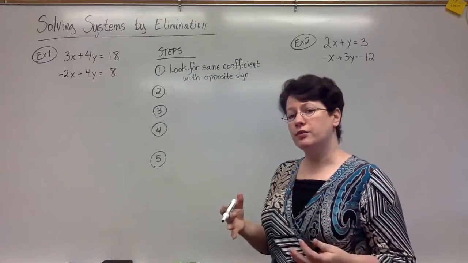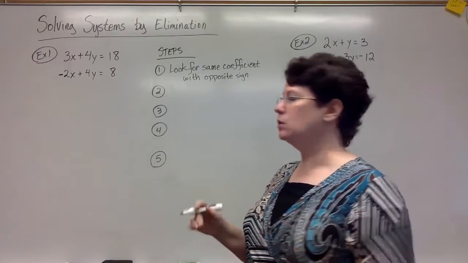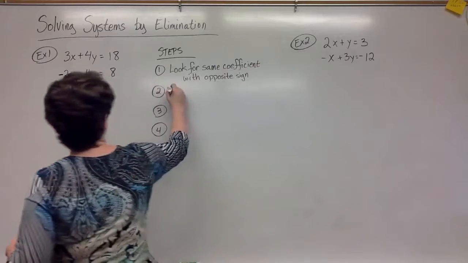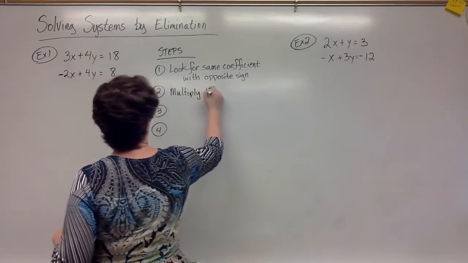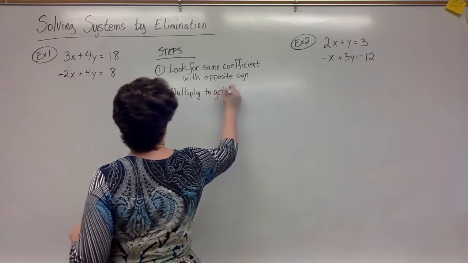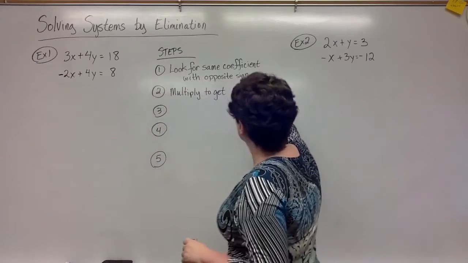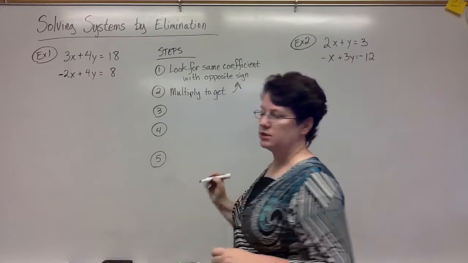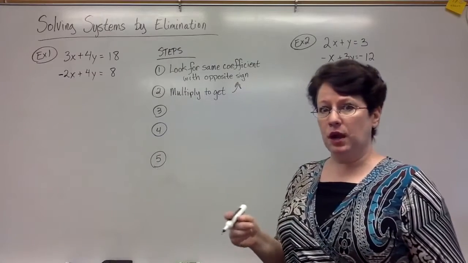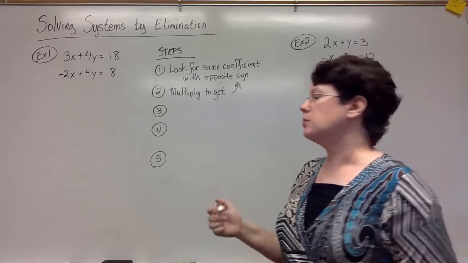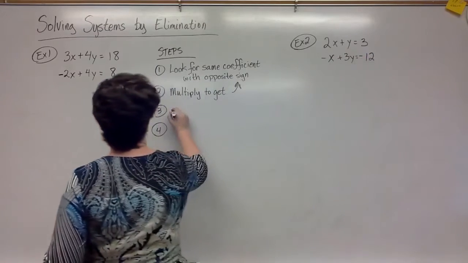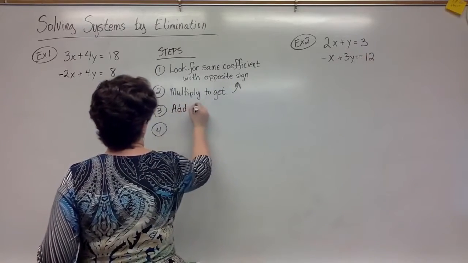Now, if we don't have that, it's not the end of the world. We may be able to multiply, right, to get that condition, that same coefficient with the opposite sign. So we can always multiply to get that same number in the opposite sign. Our third step is going to be to add our equations together.